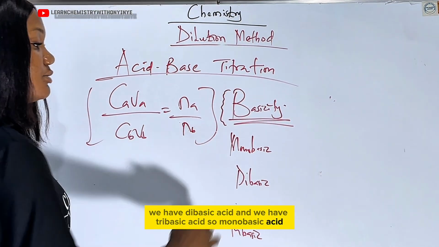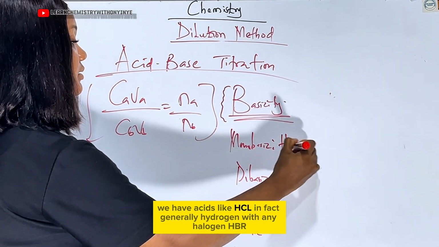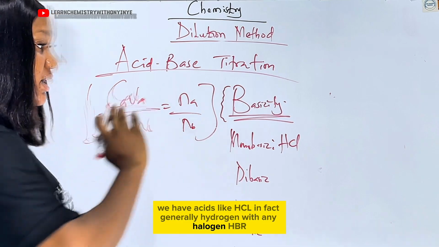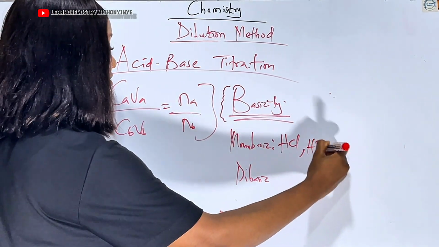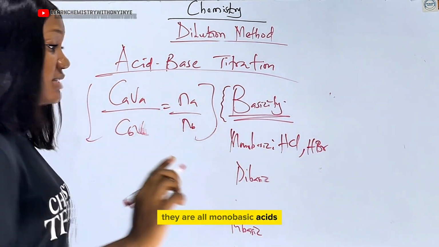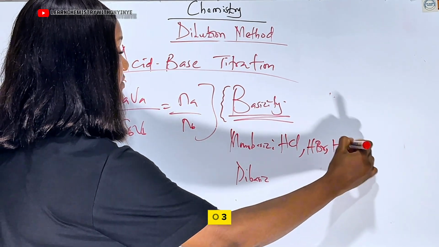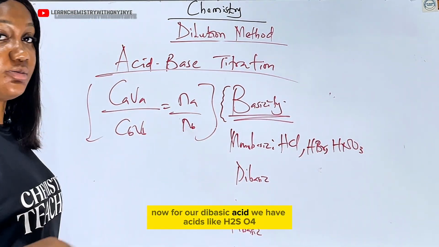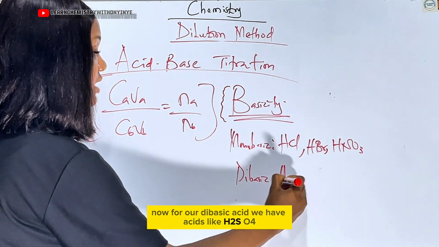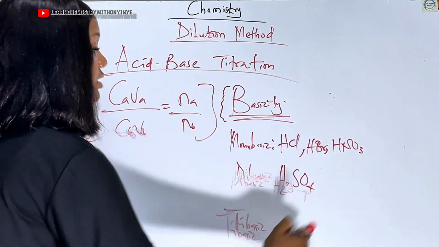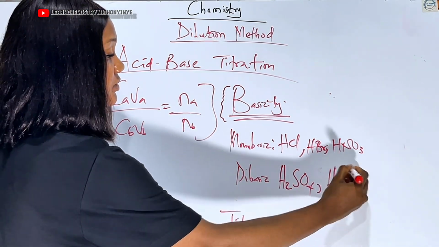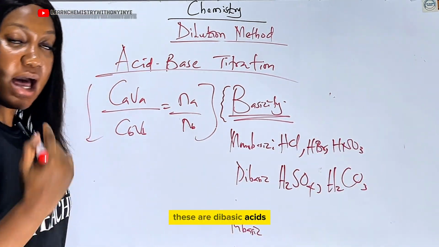So monobasic acid, we have acids like HCl. In fact, generally, hydrogen with any halogen, HBr, they are all monobasic acids. We have HNO3. This is a monobasic acid. Now for our dibasic acid, we have acids like H2SO4, H2CO3. These are dibasic acids.